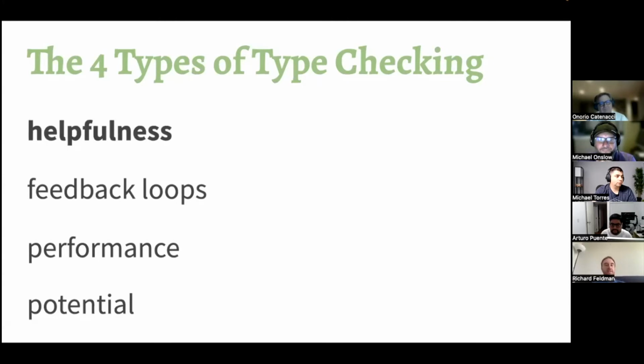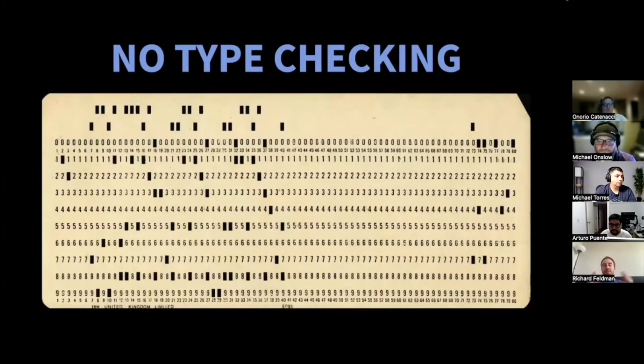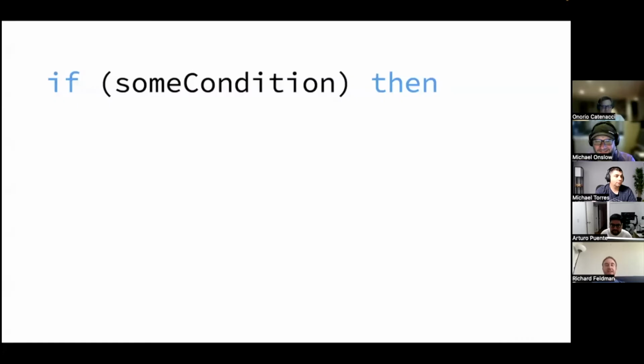Okay, so let's start with helpfulness. This is no type checking. This is like a punch card from back in the day, where you would write out the instructions you want the machine to execute, and you would put them into the machine and it would execute them. There's no type checking. It was just go, do one instruction after the other and let the chips fall where they may.